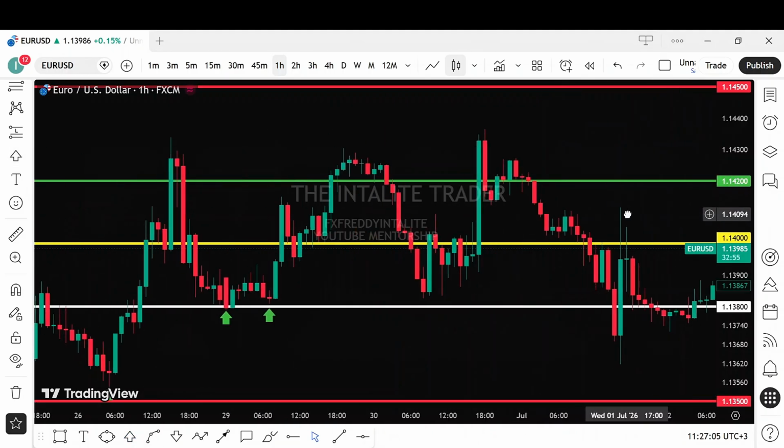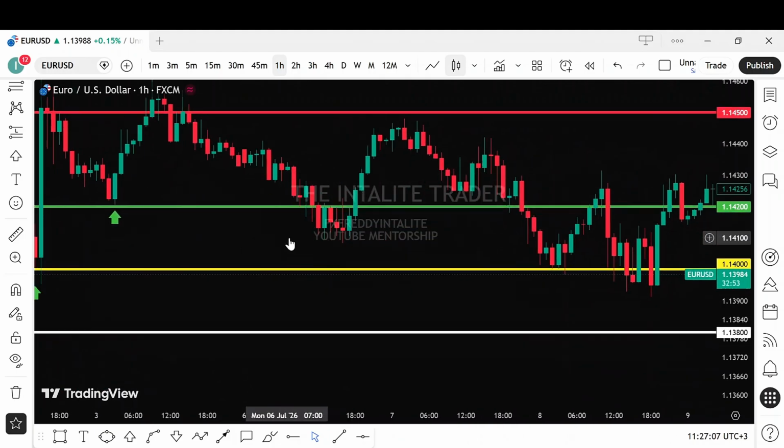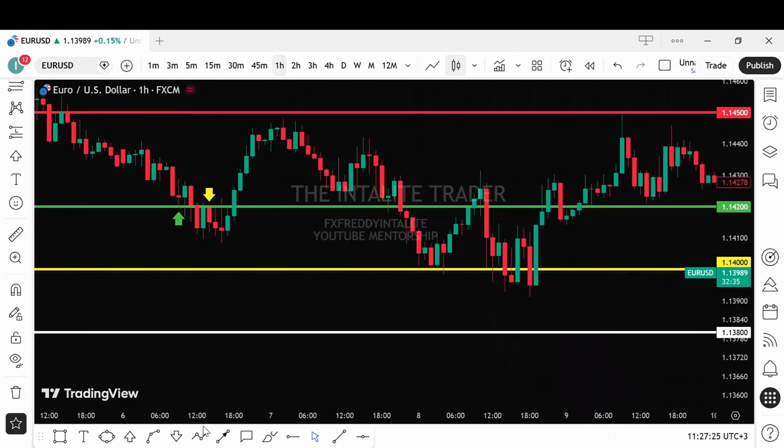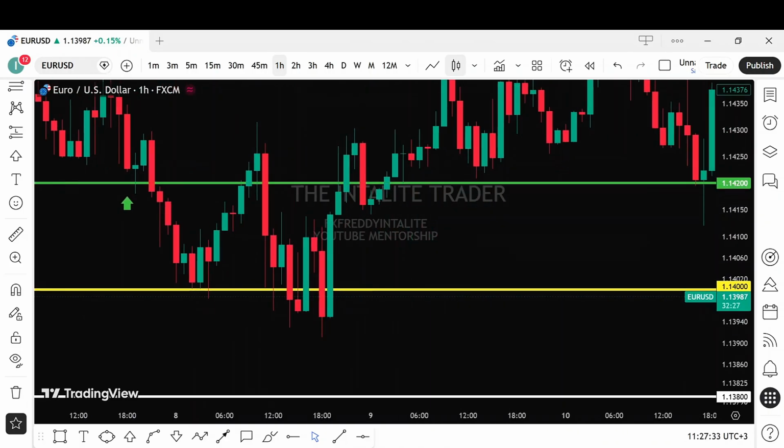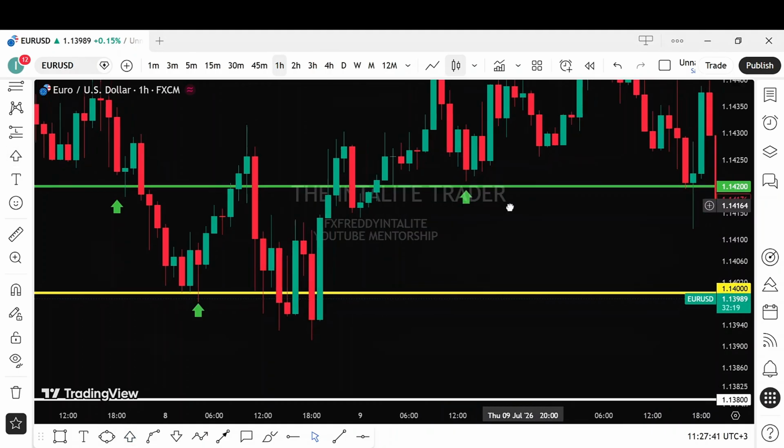Institutional levels. If we come here, price broke below, and then here price respected the wicks. We have wicks, and if you remember the meaning of wicks, rejections, the same thing applies to this here. We have a lot of rejections.